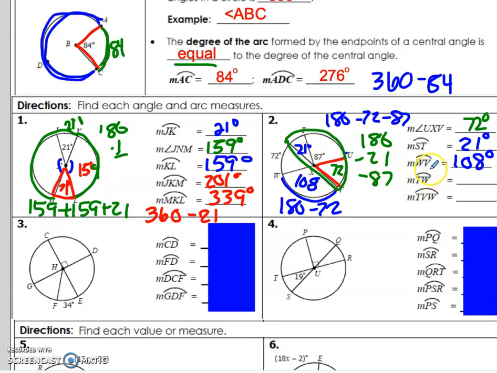So this one wants from a T to a W. So got lots of colors going on here. T to W is going to be this minor arc, 2 letters. So it covers a distance of a 21 and a 72. So if I add those two together, you're going to get 93.